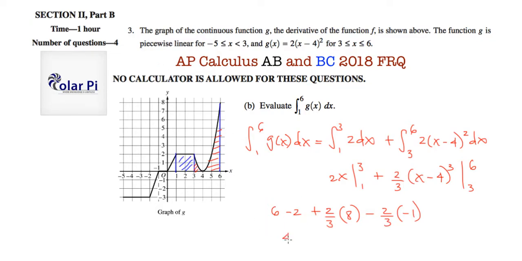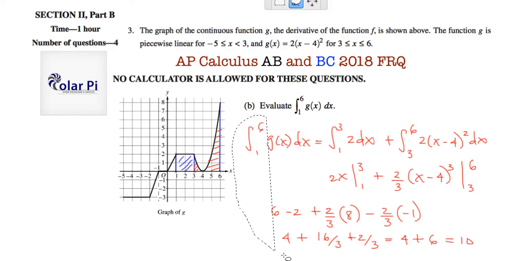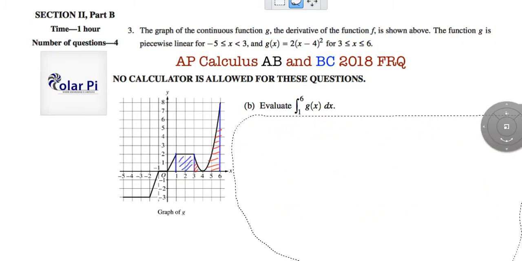So we have 4 plus 16/3, and then we have plus 2/3, right? Okay, so that makes 4 plus, 16/3 and 2/3 make 18/3, which is 6. So 4 plus 6, or 10. Yeah, okay, cool. So that completes part B, and let's keep it moving to part C.